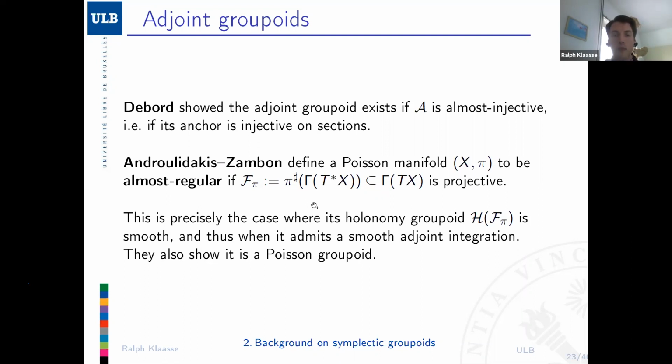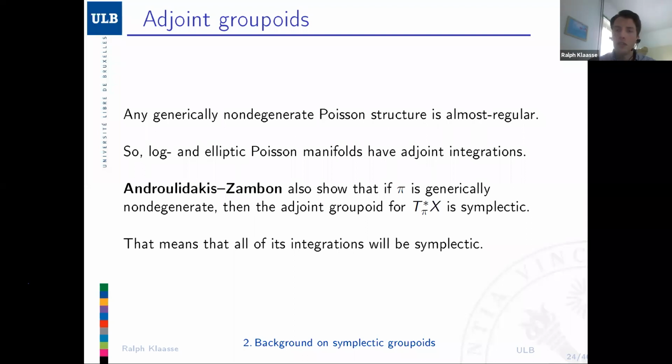Okay, moving on. So one thing you note, straight from the get-go, is that if you are generically non-degenerate, then you are certainly generically regular, and you're in fact also almost regular. So log Poisson and elliptic Poisson structures are almost regular. And hence by the result, we know already that they have adjoint integrations. We know, in fact, that the adjoint groupoid for T star is symplectic in that case. So we cannot just expect a Poisson groupoid as adjoint integration, but in fact, it will be symplectic. And then because the smallest integration is symplectic, all other integrations will also be.